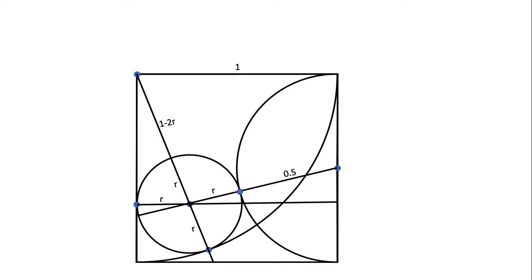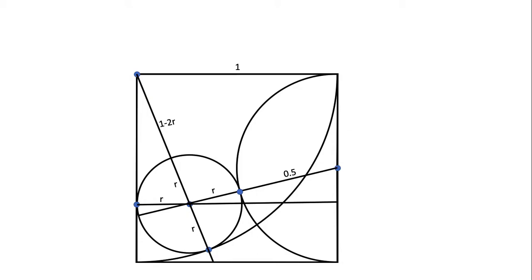In fact, the bit I'm going to use later on is going to be from here to here, so from the center of that circle to the center of that circle, and that's just going to be 1 minus r because it's 1 there minus this r. But we'll have a look at that in a minute.